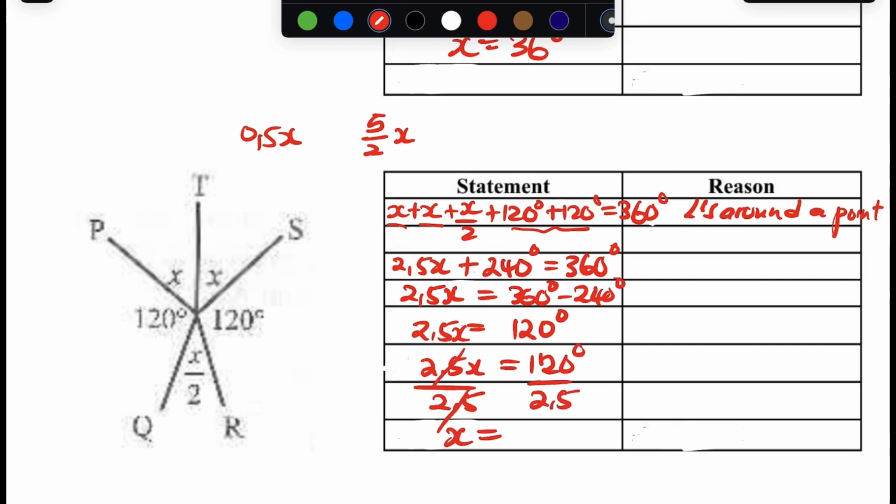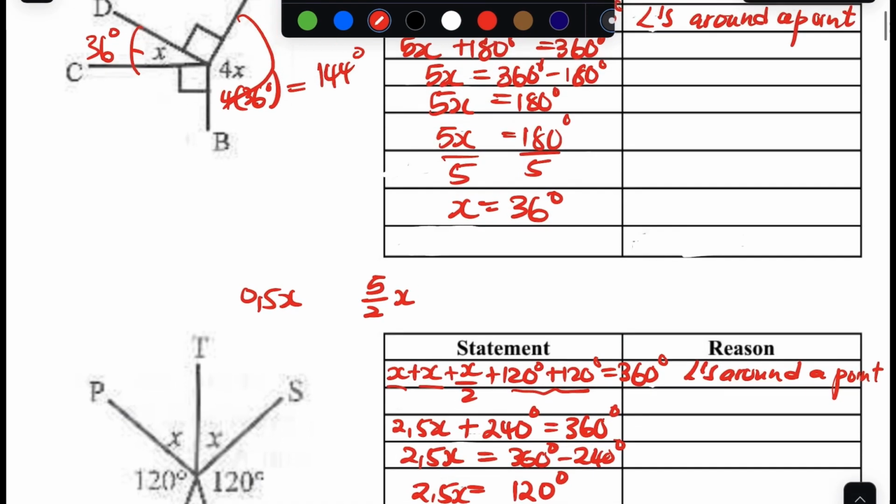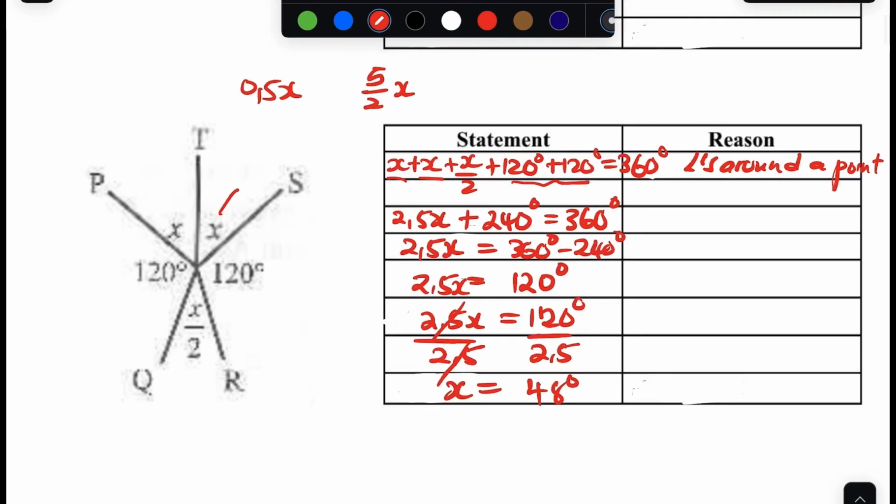120 divided by 2.5, it's going to be what? 48 degrees. So that means this angle is 48 degrees, this is 48 degrees, and here it's going to be 48 divided by 2, which is 24 degrees. So the angle here is 24 degrees.